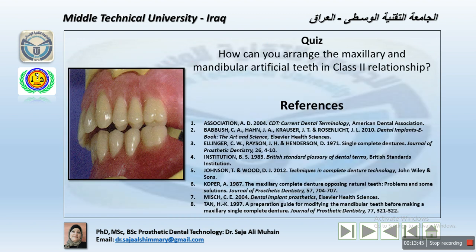Now, the quiz for next week is: how can you arrange the maxillary and mandibular artificial teeth in a class 2 relationship? And of course, as I mentioned previously, if I don't mention whether this will be natural occlusion or lingualized occlusion, your answer will be, of course, for both of them.